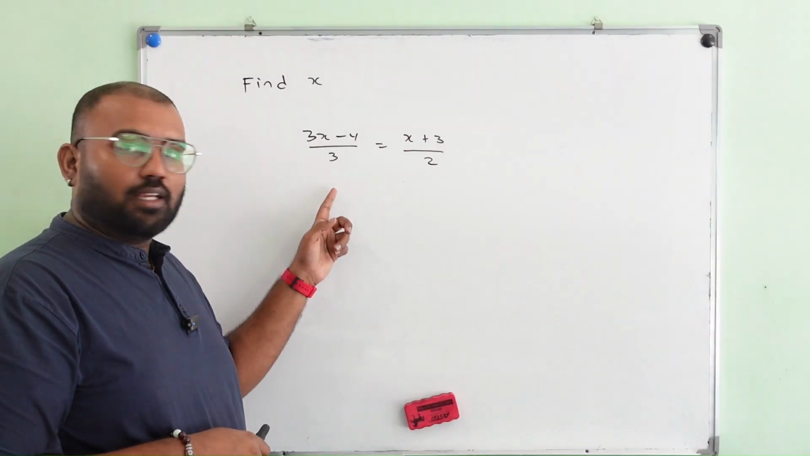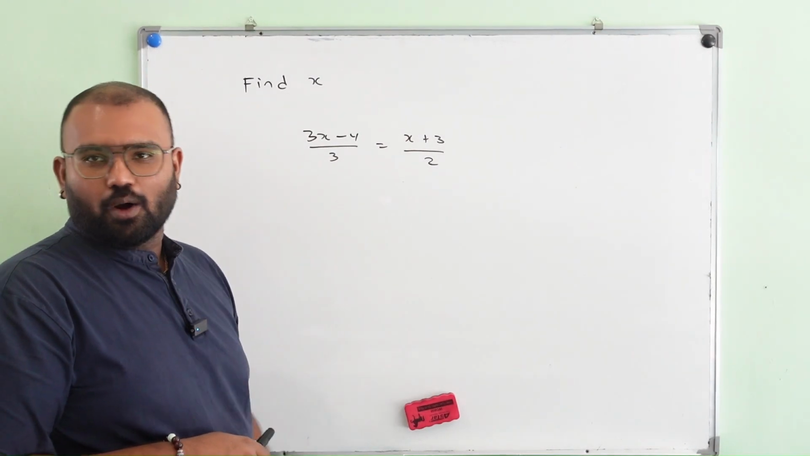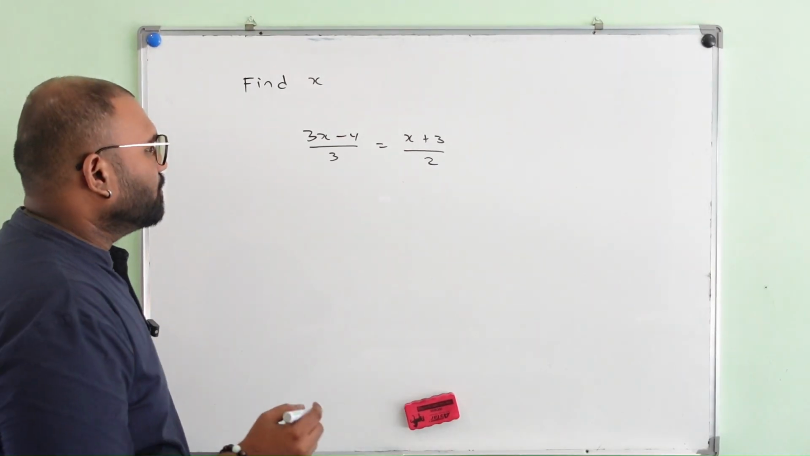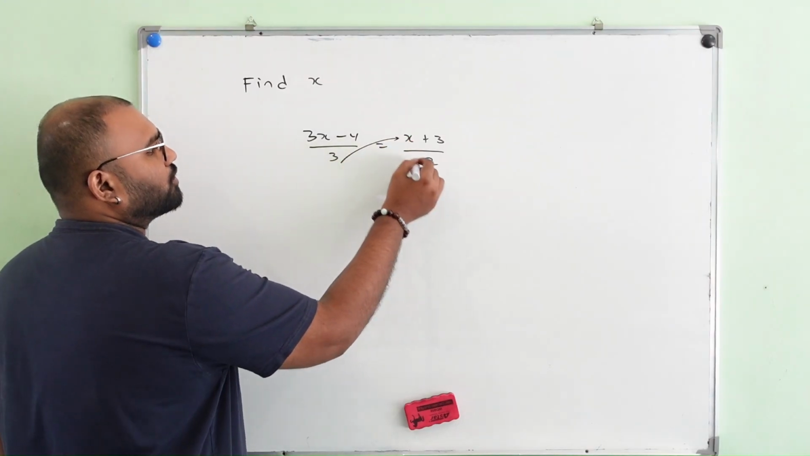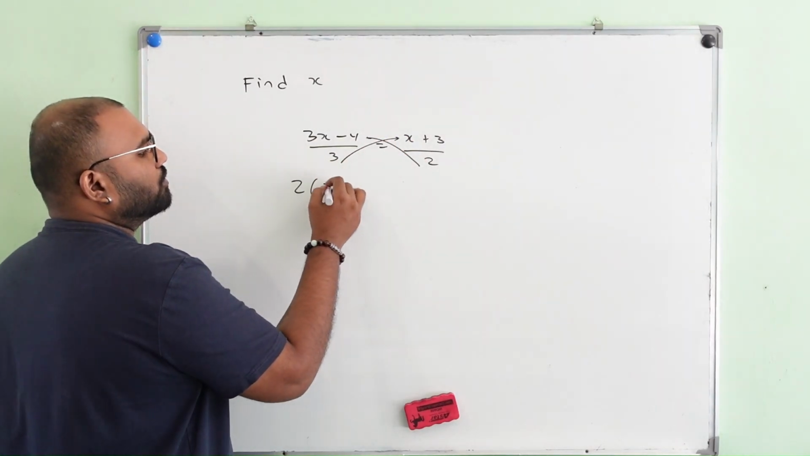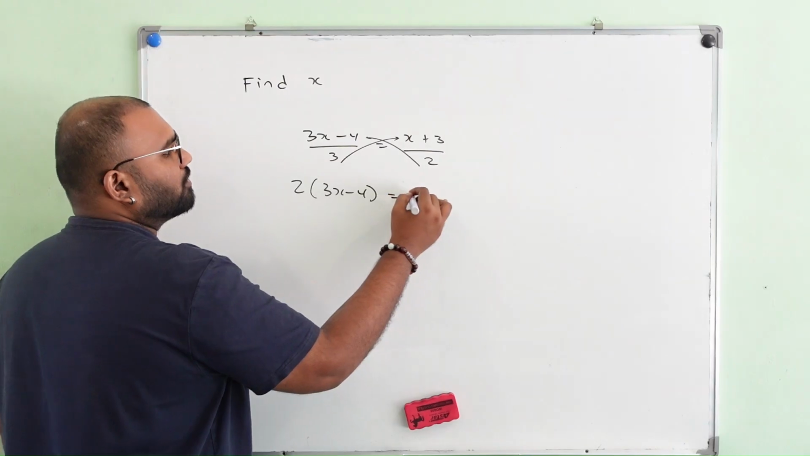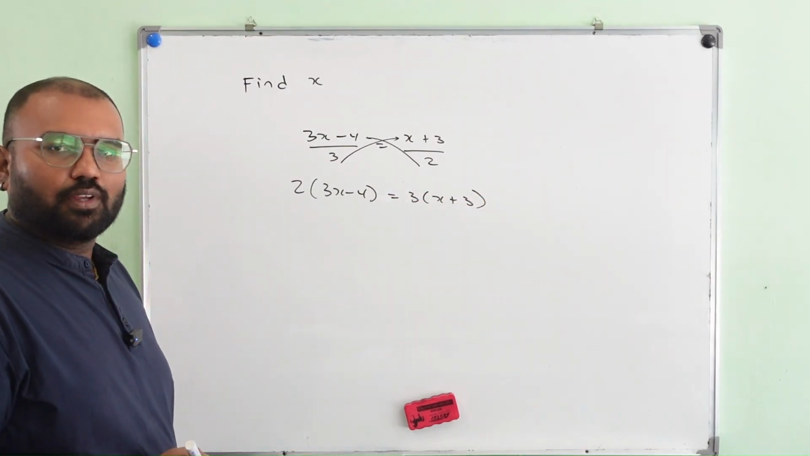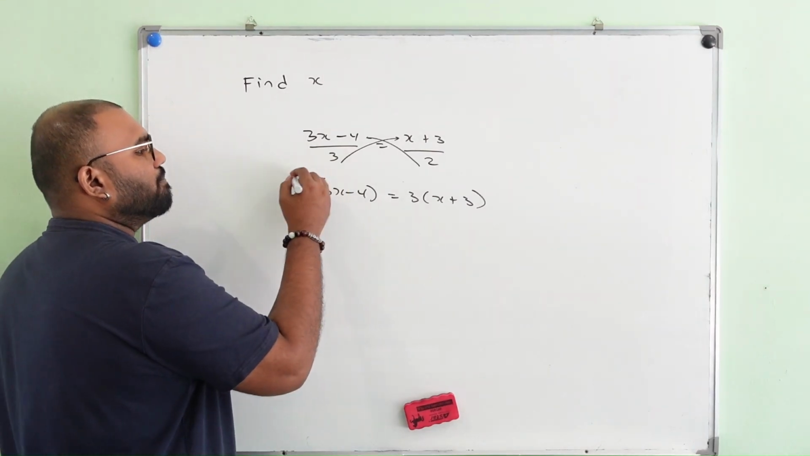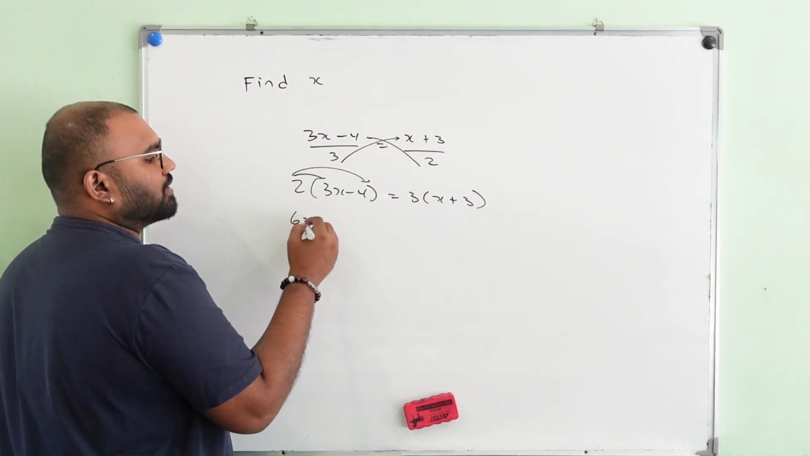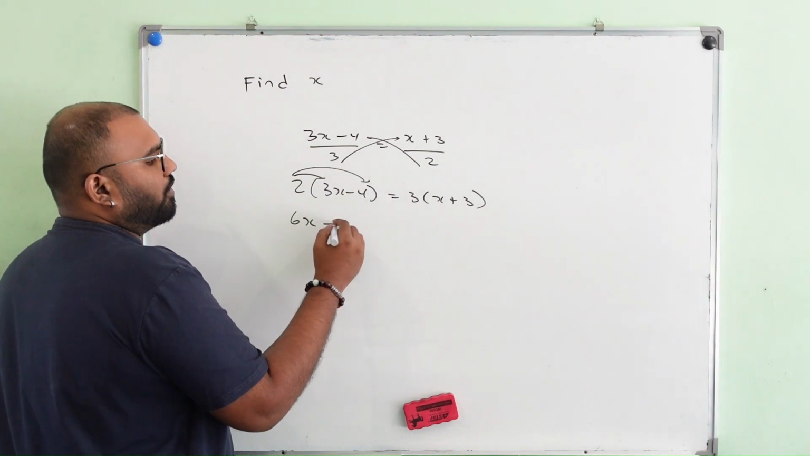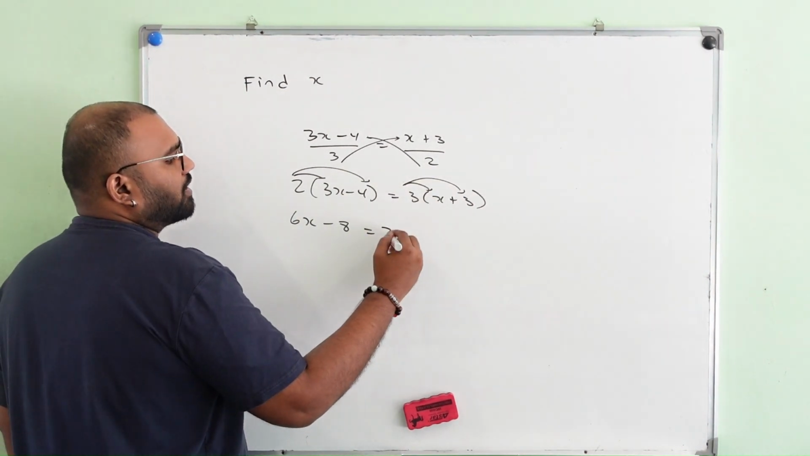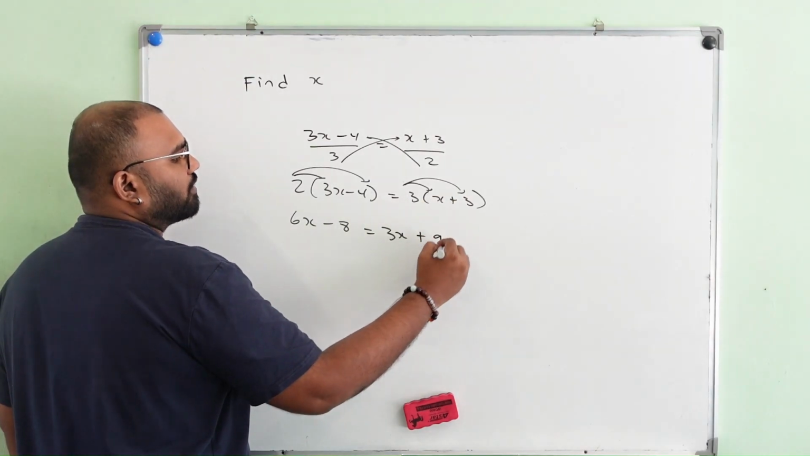Let's find x. When you see a fraction here and you see a fraction there, what to do? We need to do cross multiplication. Cross means this one times here, this one times here. So 2 times (3x minus 4) equals 3 times (x plus 3). This is how we solve it. Then we break the bracket. 2 times 3, 6x. 2 times negative 4, negative 8. Here also break the bracket. 3 times x, 3x. 3 times 3, positive 9.